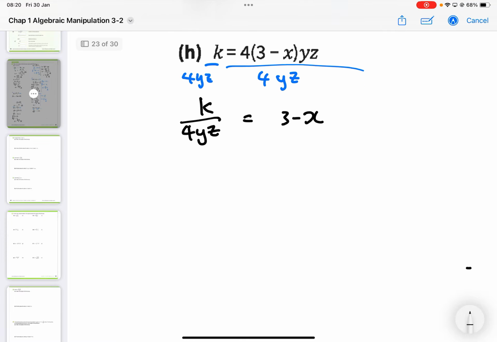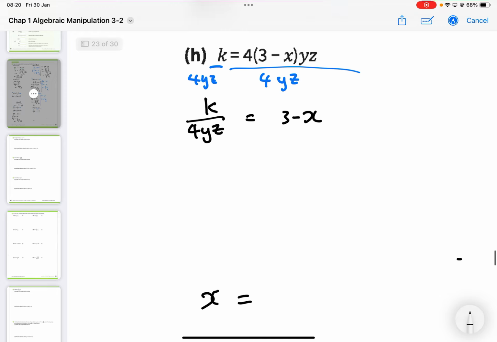Okay, my endpoint is a positive X. But right now my X is negative. So what is one way that I can make it positive faster? Jasmine, how can I make my negative X become positive X?